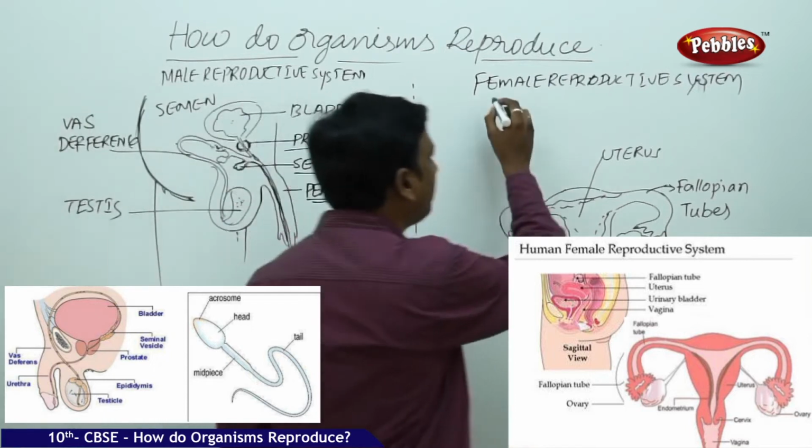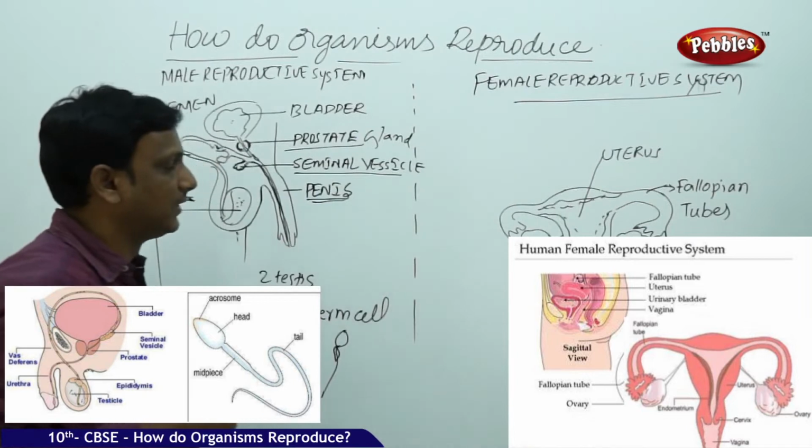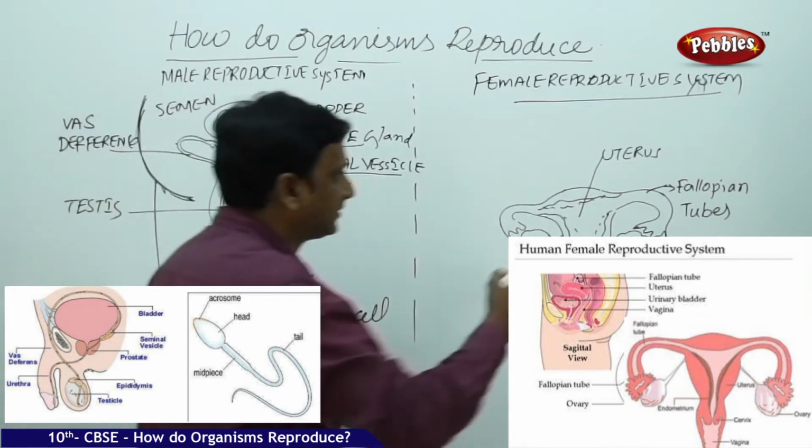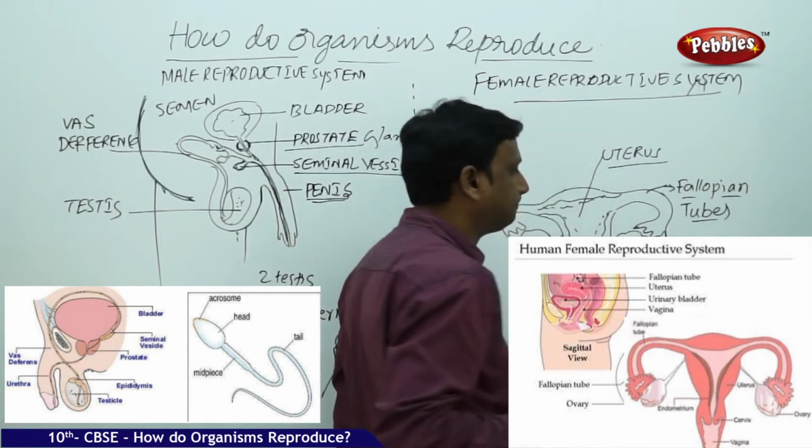So now let us come to the female reproductive system. The female reproductive system is present in the lower abdomen of the females. It consists of various parts like the uterus, fallopian tubes, ovary, and vagina.